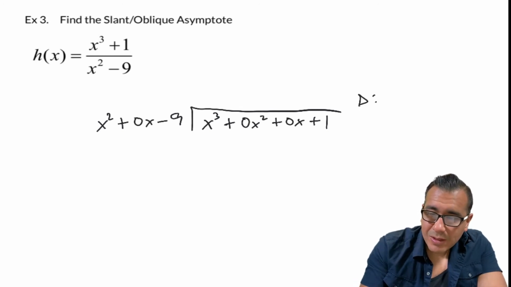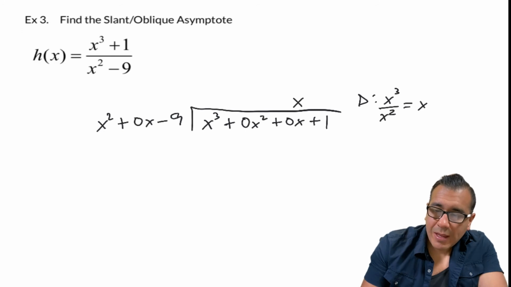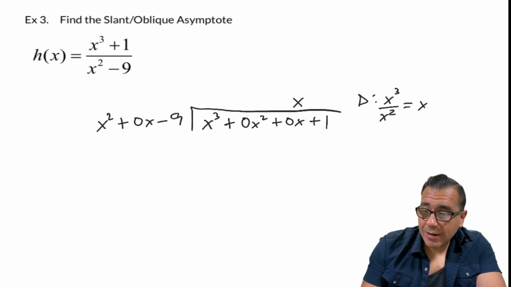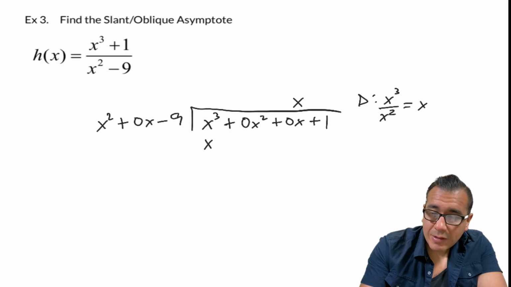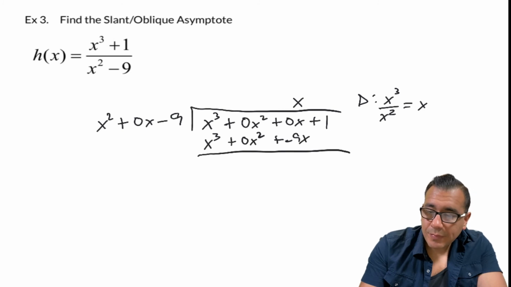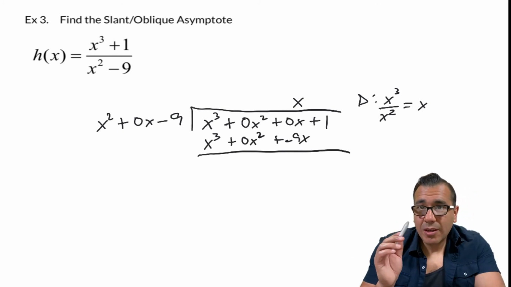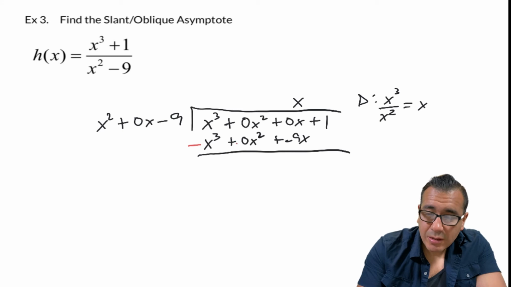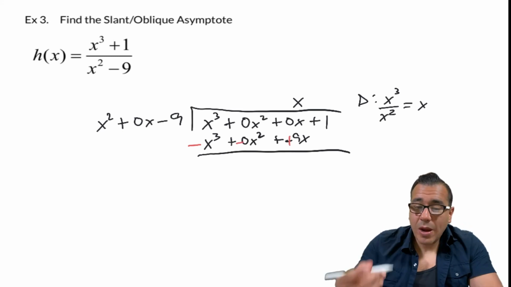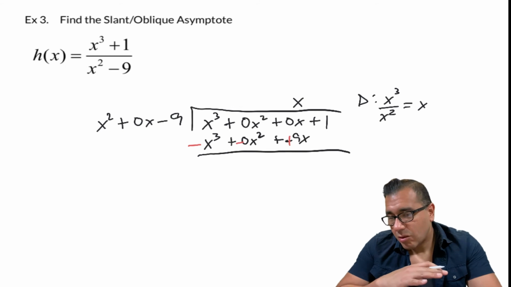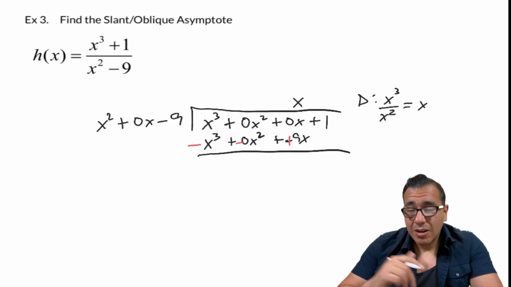So first we divide our leading terms, x cubed divided by x squared, and we get x. So I'll put that x right there. I'm gonna distribute that x, and I get x cubed plus 0x squared plus a negative 9x, right? And then I'm gonna change the color so I know that I'm subtracting. So when we're subtracting, I just go through and change all the signs. I do it in a different color so I don't forget.